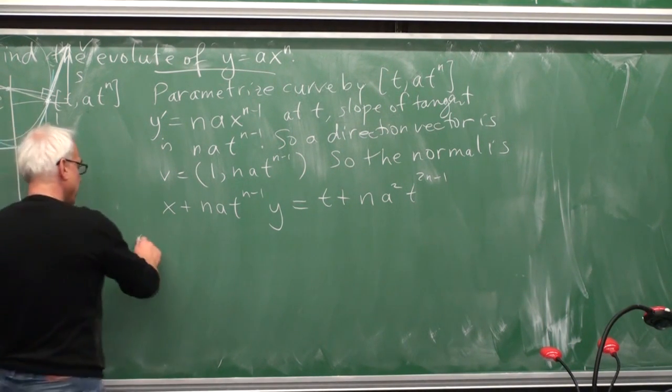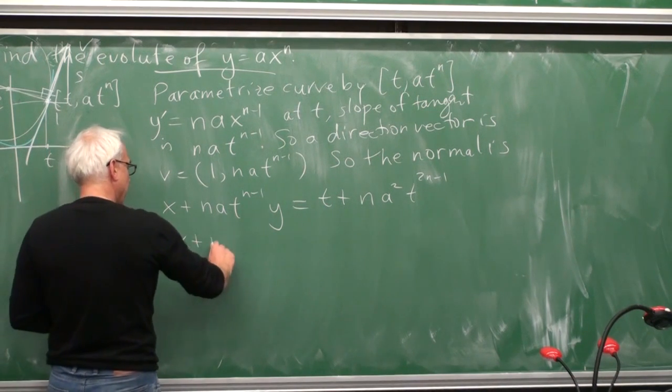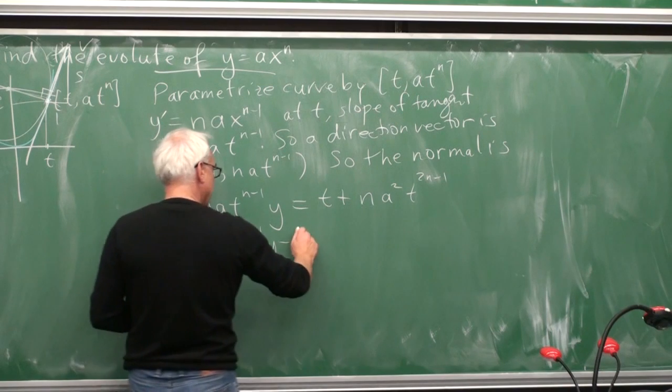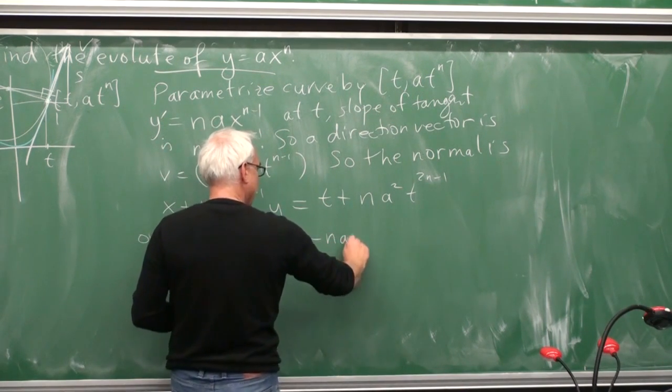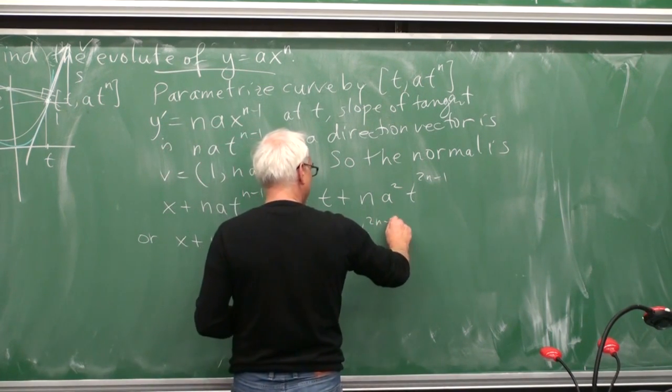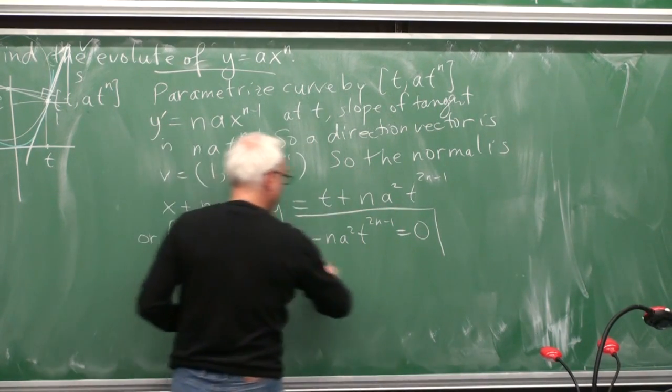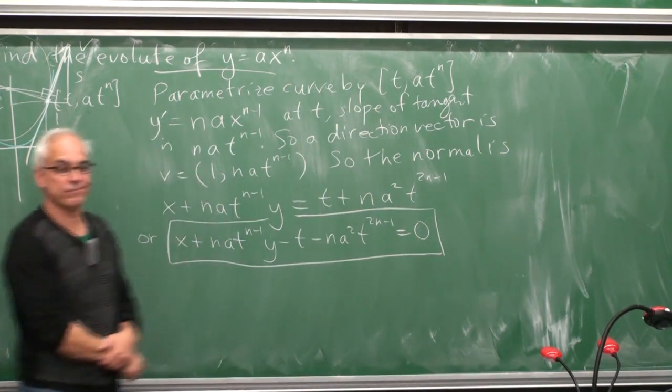All right, or sometimes we like to write it with everything on one side. We can do that too. Minus t minus na squared t to the n minus 1 equals 0. That's an equation of the normal at the point t.